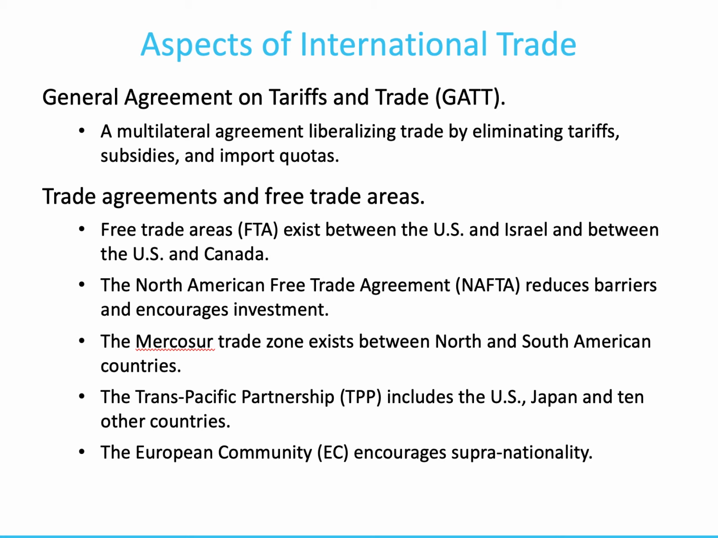We're actually on the second version of NAFTA, and forgive me, the acronym I've lost now. That came in during the Trump administration, so that's been changed a little. The Mercosur trade zone exists between North and South American countries. Trans-Pacific Partnership, TPP, includes the U.S. and Japan and 10 other countries in Asia, so that you get preferred trade, less tariffs, which are just taxes on imports in a foreign country. And the European Community, EC, encourages supranationality, so a way to be able to trade with less barriers.